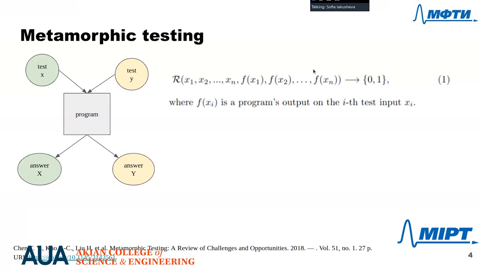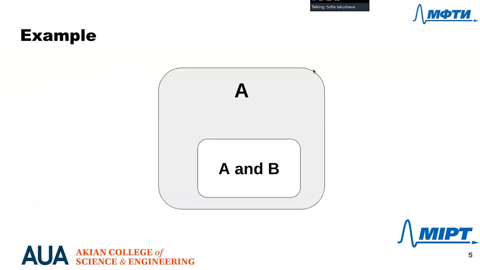Instead of that, we have many inputs of the program and many corresponding outputs. Our task is to check if there is some relation between these inputs and outputs. The smallest example is, for example, if we have a database and we request this database. For the first request, we use the filter A, and for the second, we use filter A and B. So the answer for the second request will be a subset of the answer for the first request. And we don't check if the first or second answer is correct themselves. We just check the relation between them.